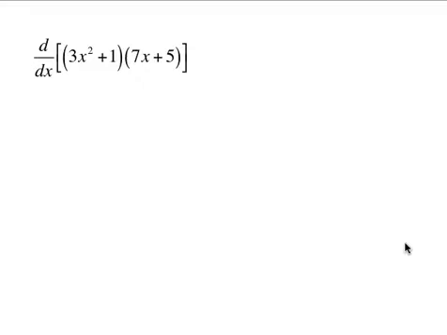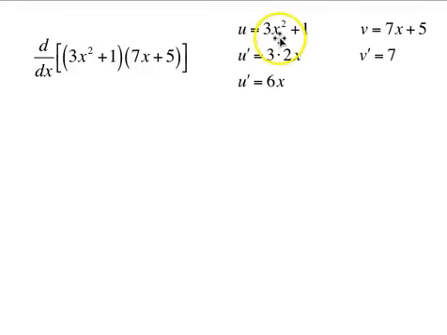So if I have (3x squared plus 1) times (7x plus 5), I could multiply all this out and then take the derivatives, but I want to go ahead and demonstrate the product rule. So u will be the first piece, v will be the second piece. U is 3x squared plus 1, v is 7x plus 5. U prime, the derivative of 3x squared, is 3 times 2x, so u prime is 6x. The derivative of 7x plus 5, remember a derivative is a slope, mx plus b, the slope here is 7. So to find the derivative of this product, it'll be u prime v plus u v prime.